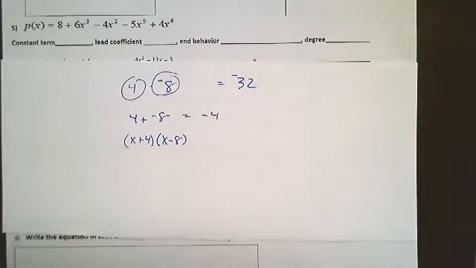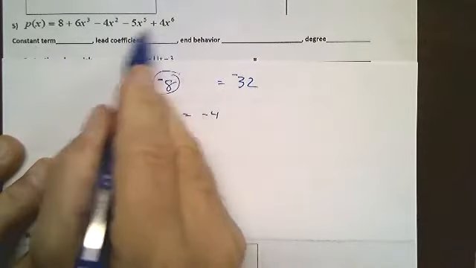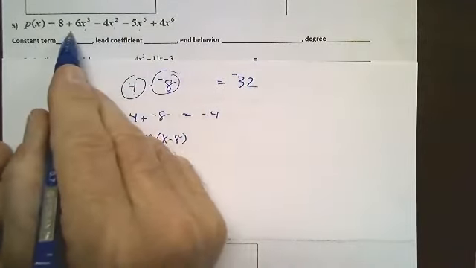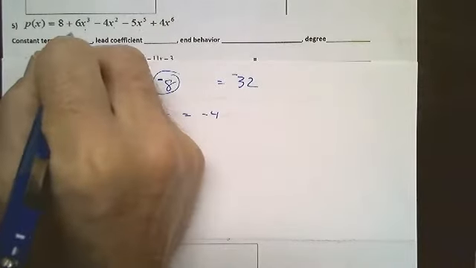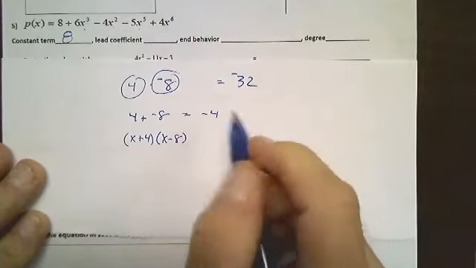There it is, from 5. As I go through this, constant term is the term by itself. That's got an X, that's got an X, that's got an X, that's got an X. This one does not. So therefore, the constant term, it is constant. It is 8. You can just say 8.